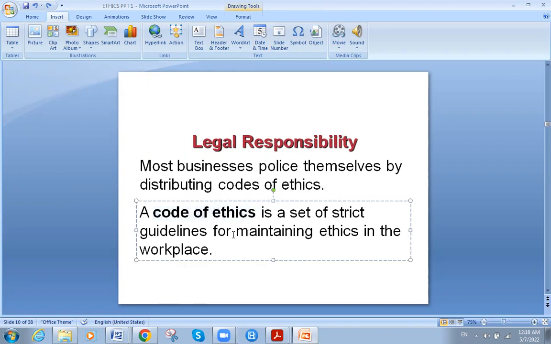And we'll know what is the meaning of code of ethics, and we'll see a video for the code of ethics.